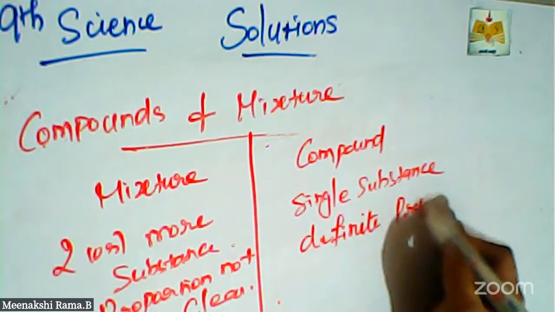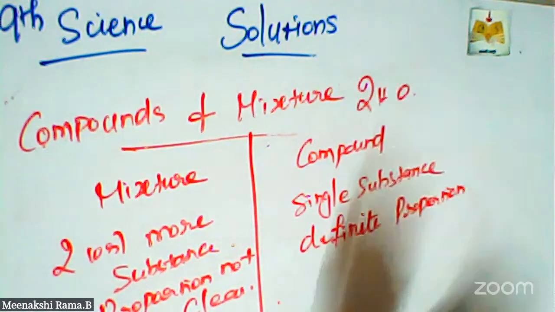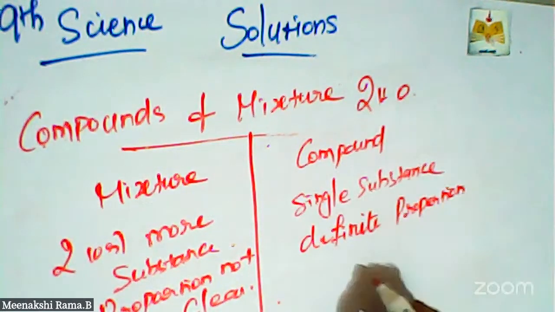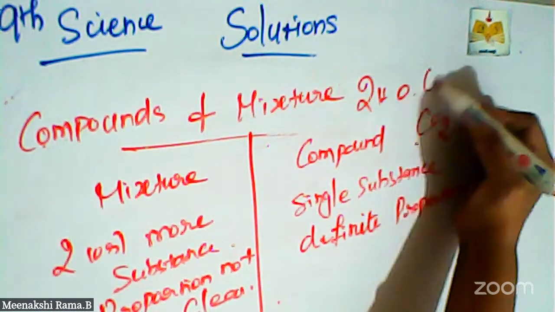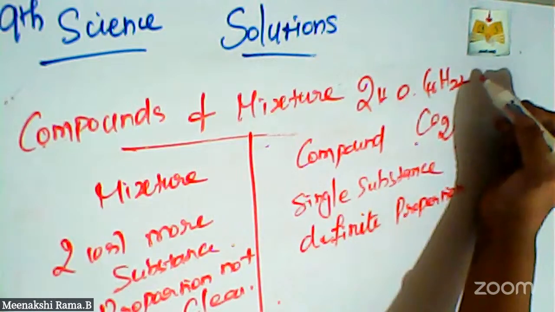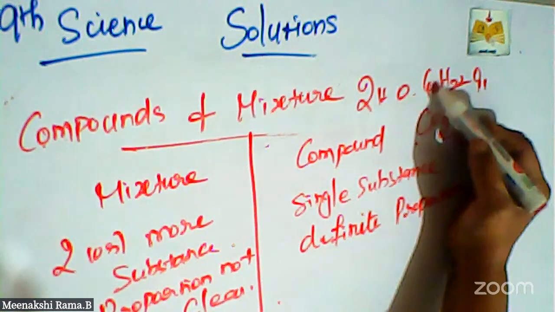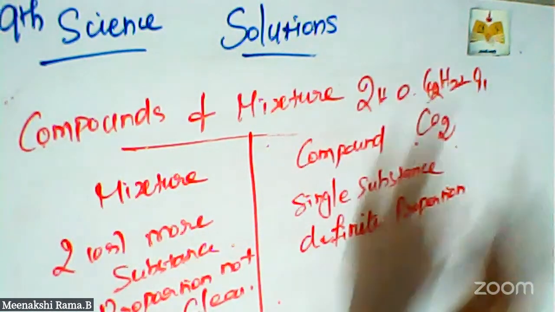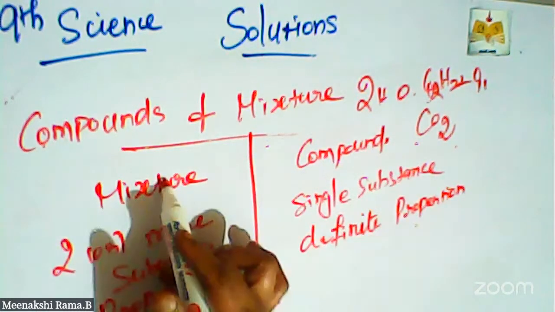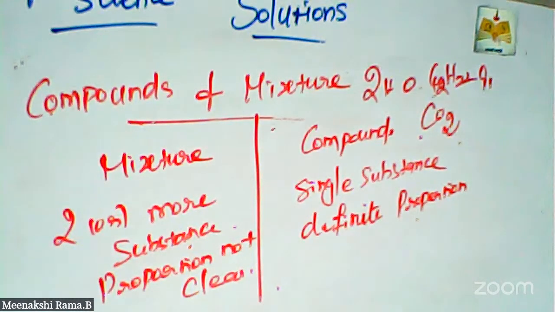Definite proportion, because two parts of hydrogen and one part of oxygen, so H2O. Carbon dioxide: carbon is one part, oxygen is two parts. C12H22O11 is a good example, that is the sugar formula. So these proportions are very clear, definite proportions for a compound. A mixture means there is no right proportion to prepare that matter. That is the second difference.